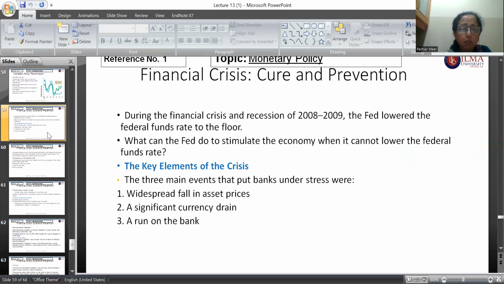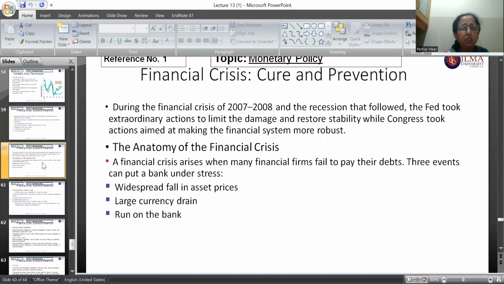The three main events that put banks under stress are a widespread fall in asset prices, a significant currency drain, and a run on the bank. During the financial crisis of 2007 and 2008 and the recession that followed, the Fed took extraordinary actions to limit the damage and restore stability, while Congress took actions, almost all making the financial system more robust.